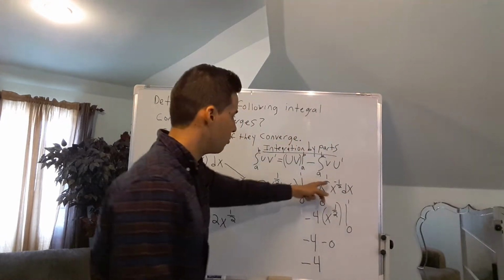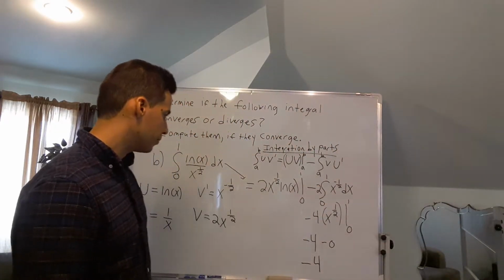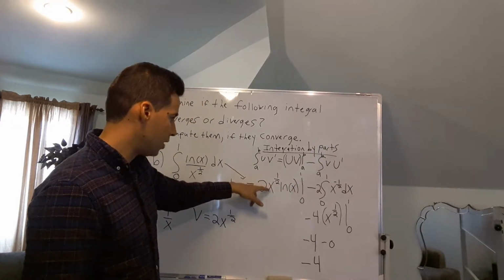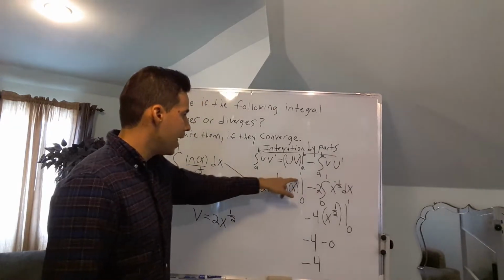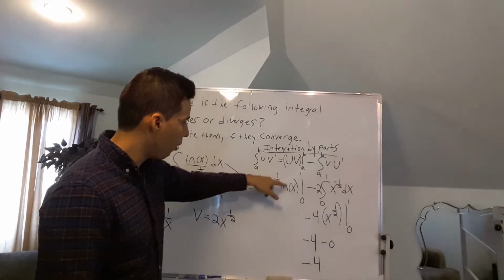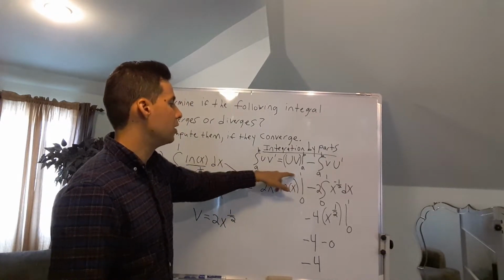Okay, so this part we computed is negative 4. Now this part here, when you're plugging in 1 into x to the half, that's 1. Ln x of 1, that's 0. So this whole part, we don't have trouble in plugging in 1 here.